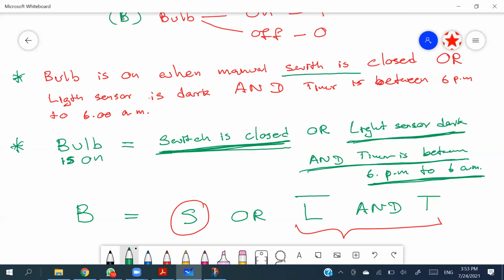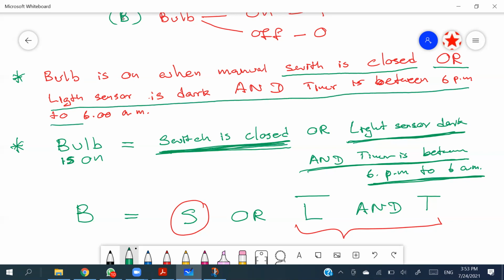Switch is closed. I took this over here. OR, light sensor is dark and the timer between 6 p.m. to 6 a.m. So I copied it over here. Right? Okay, now I'm going to map this.